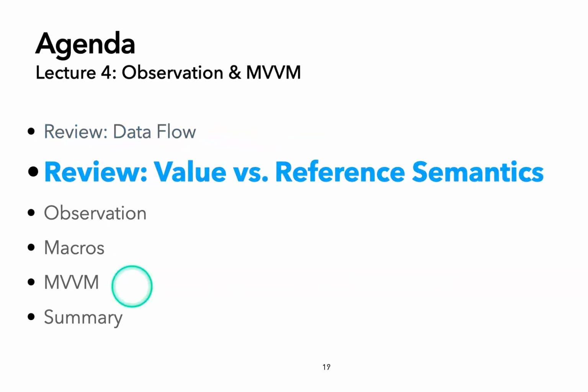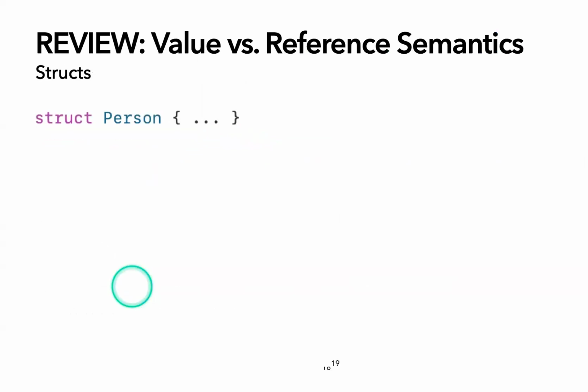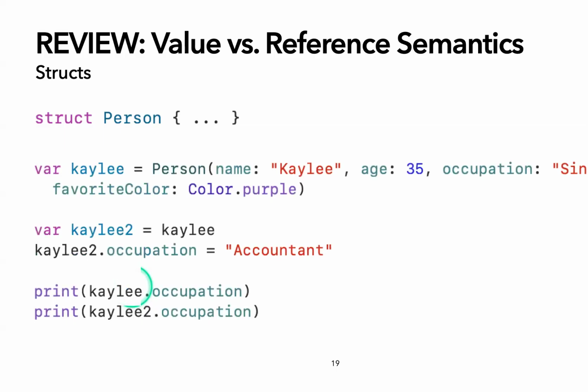All right, let's go back to our lecture 2 and remember value versus reference semantics. We introduced two ways we could create objects within our code, and also how we could create blueprints to represent data and create objects from that. One of them is structs. Structs conform to value semantics. What that means is that when we assign a struct object to another variable, or when we pass a struct into a function, that value gets copied.